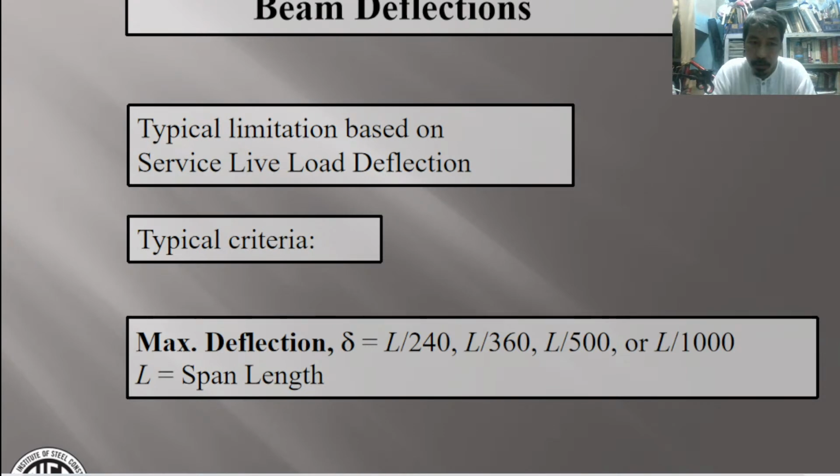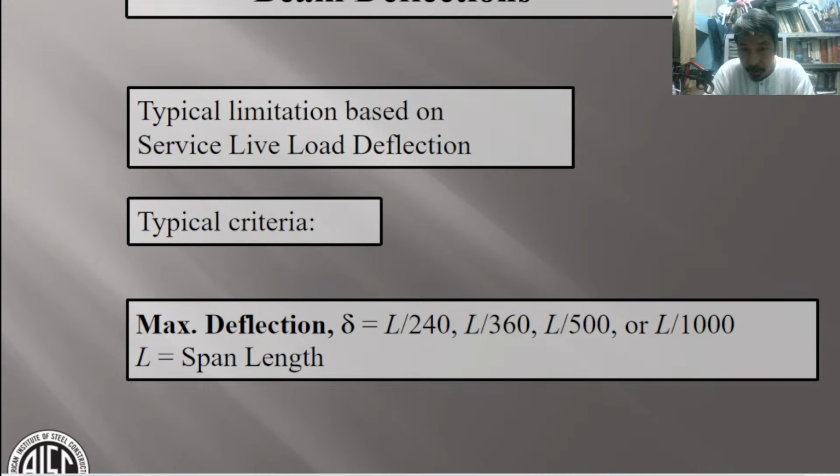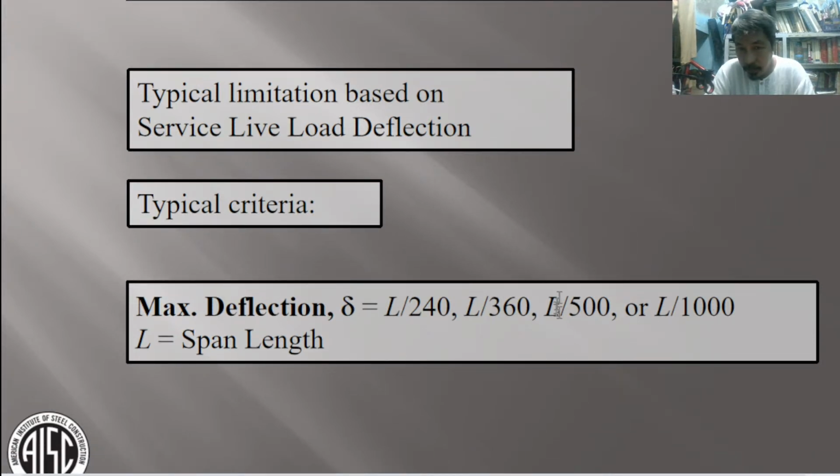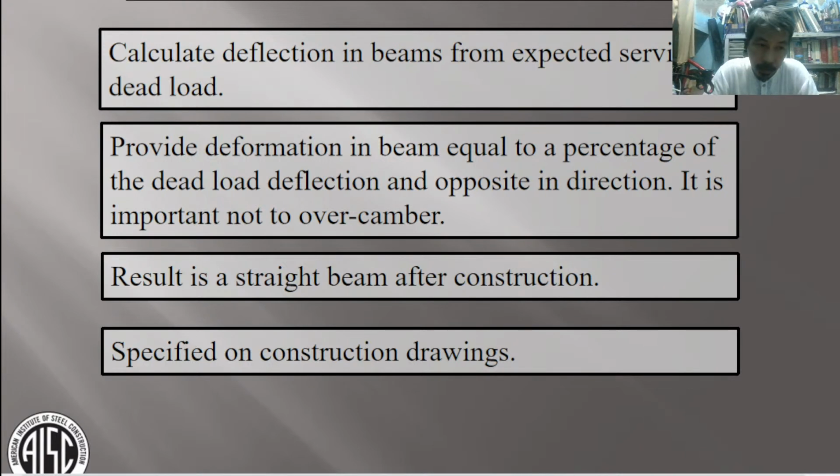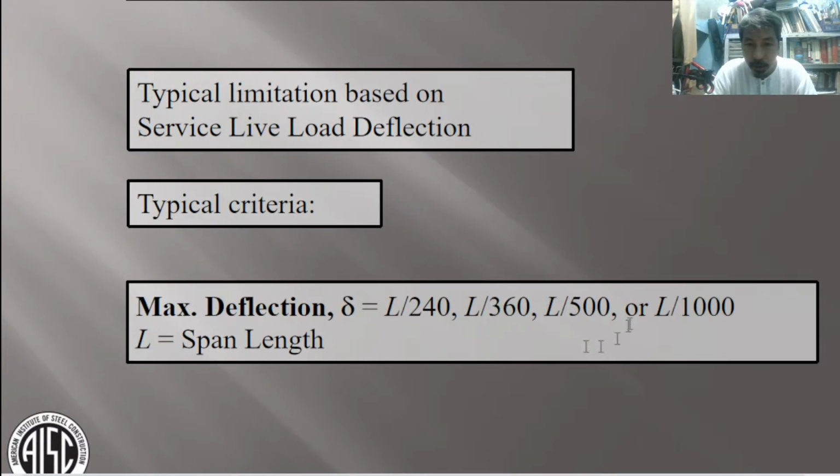Okay, how much we need to limit it. For example, L over 240, L over 360, L over 500, L over 1000. We are familiar with L over 240, L over 360, but this one, L over 500, L over 1000, is the first time. You cannot see this in timber and in reinforced concrete. So this is for steel. Deflection.